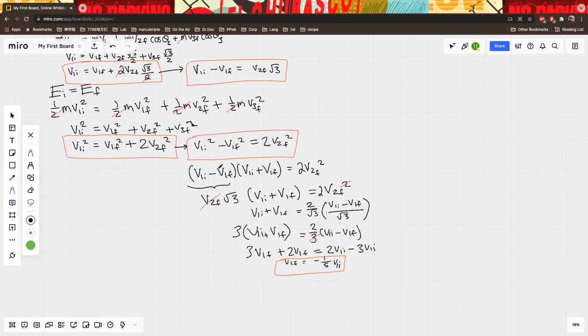Because what I did there, I didn't do anything wrong. You would have got the same thing if you did it your way, which was to isolate for V2F, so you would get V2F equals V1I squared minus V1F squared divided by 2, all square rooted. Then you take that thing with the square root in it, and plug it in all the way over here. And then you have a bunch of square roots. So then you're going to have to square both sides to get rid of the square root.